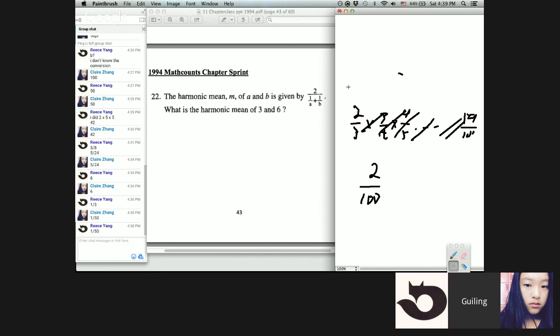Okay, let's do this one real quick. So this one, again, is a calculation problem, so you should do this one really fast. And then it leaves more time for you to spend on the harder problems. So harmonic mean of A and B is given by this. What is the harmonic mean of 3 and 6?